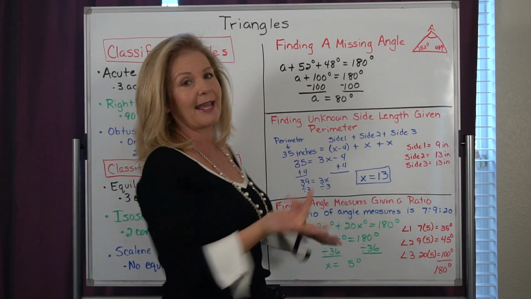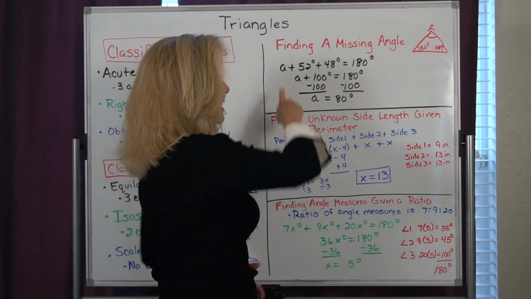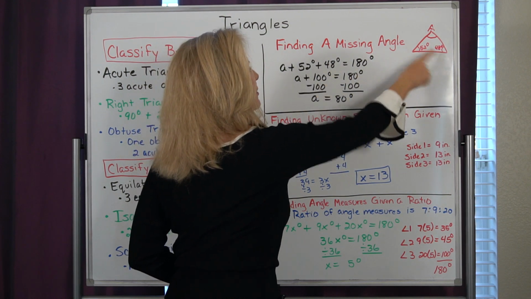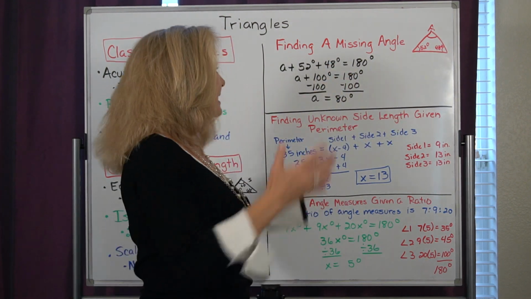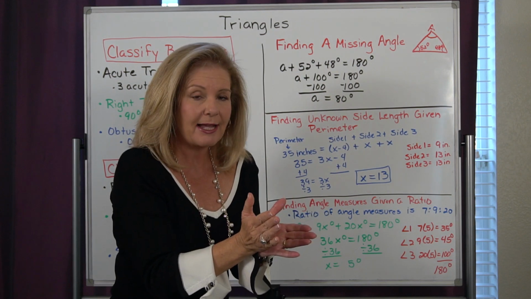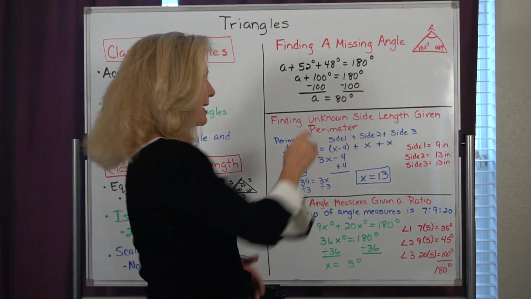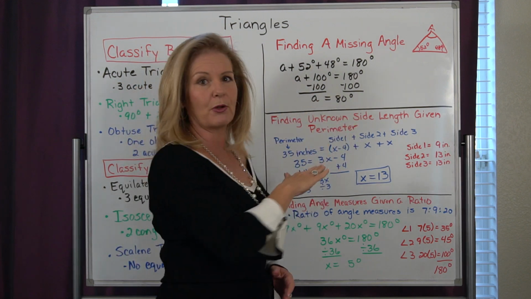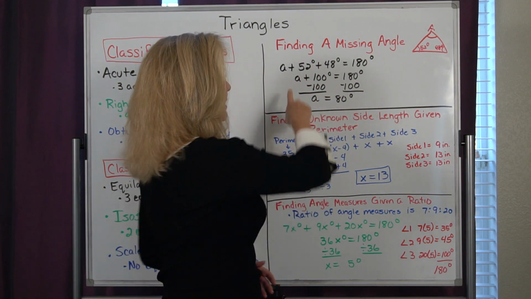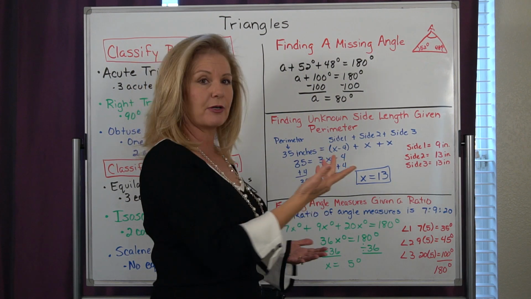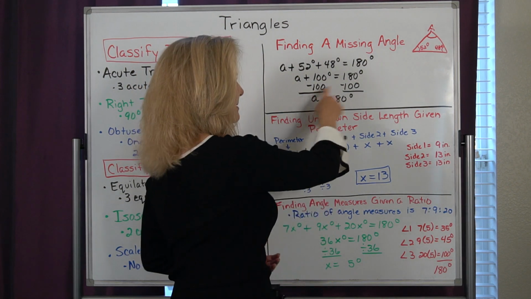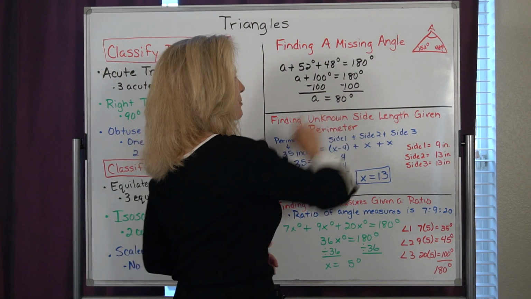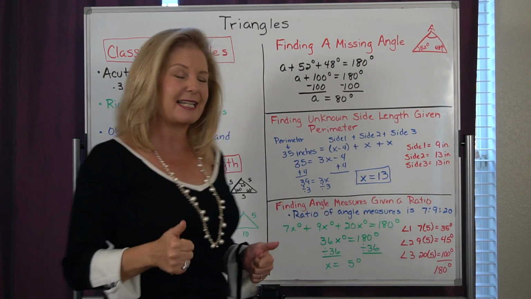So I don't know what A is, so I'm just going to say it's A. But I know my second angle is 52 degrees, and my third angle is 48 degrees. Now, I can gather my like terms, so pull 52 and 48 together, and I get 100 degrees. Now I have a simple one-step equation to solve. So if I have A plus 100 equals 180, I'm going to subtract 100 from both sides to keep it balanced. I see A equals 80 degrees. So that's an easy one to solve.